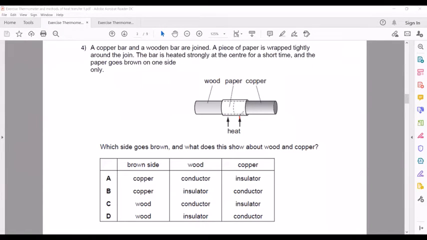When you supply heat energy, copper is the conductor. As copper is a conductor, it will transfer energy from one end to another, so here the temperature will not rise too much. But wood is not a good conductor, so it will not allow energy to pass, and the temperature of this side of the paper will increase. As the temperature increases, this side will turn brown. So the brown side is for wood, and wood is an insulator, whereas copper is a conductor.